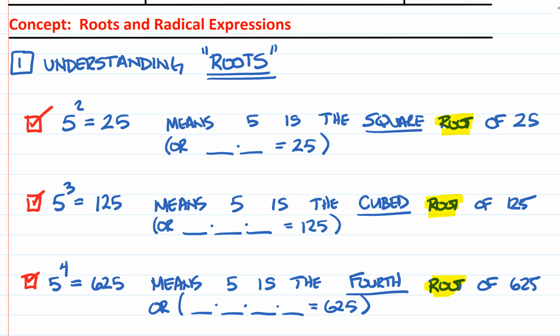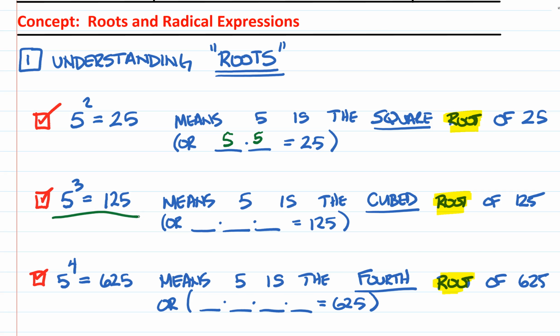Okay, starting over here with 5 squared equals 25. What this means is that 5 is the square root of 25, because it means that 5 times 5 gives me back 25. Or you ask yourself, what number do I multiply by itself 2 times to give me back 25? Okay, the second one here, 5 cubed equals 125. This we all know. What this means is that 5 is the cube root of 125. Or what number times itself 3 times would give me back the number 125?